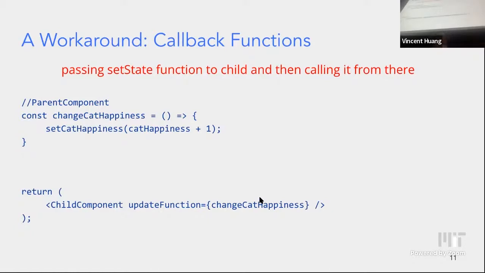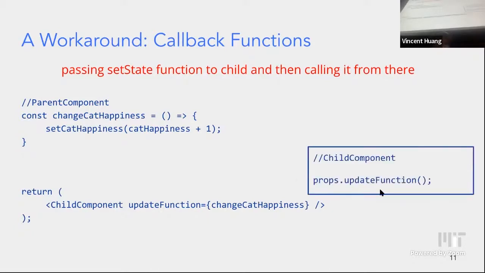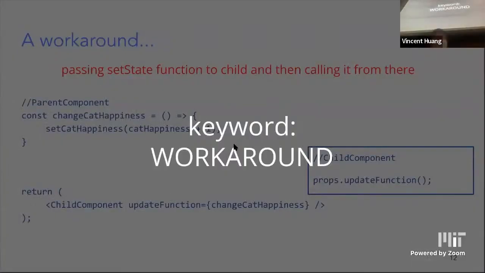And that's our parent component. In the child component, if we want to update the parent state, we call the props.update function. And props.update is a reference to change cat happiness. So this will work the way you expect it to, and it will increment cat happiness by 1. And the important thing I want to emphasize here is that this is a workaround.